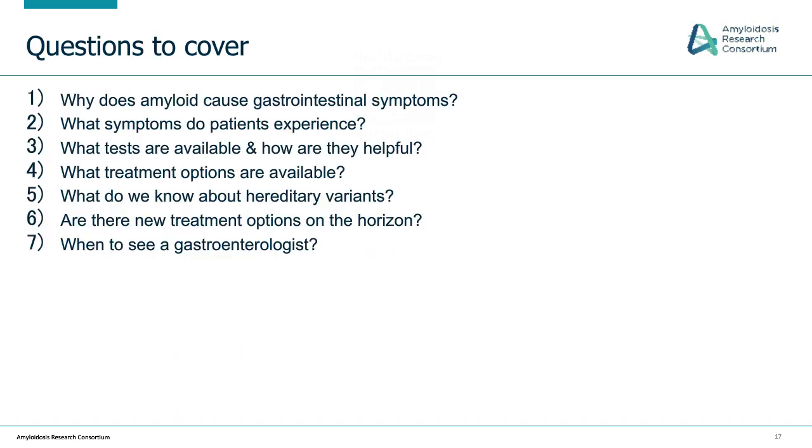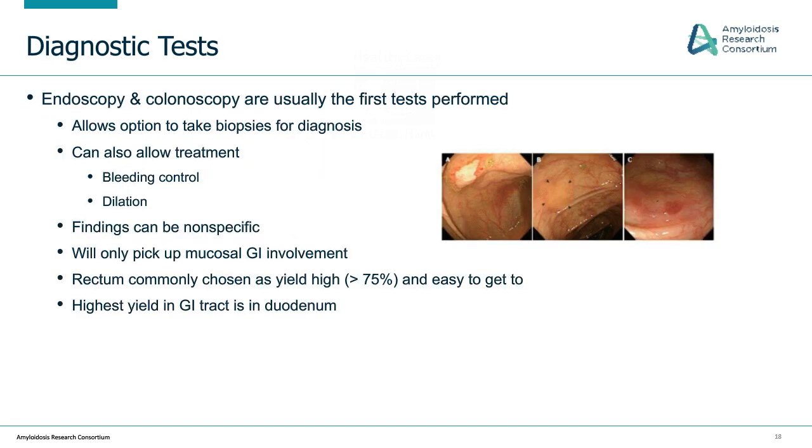Now let's turn from here and talk about what tests we have and how they can be helpful. And the first test which I'm going to talk about is endoscopy and colonoscopy. And these are often the first tests which are employed. And what this allows us to do is to look inside the gut. We can look in the mouth, the esophagus, the stomach, and the upper section of the small bowel. And so with the upper endoscopy, it looks down about 7 feet.